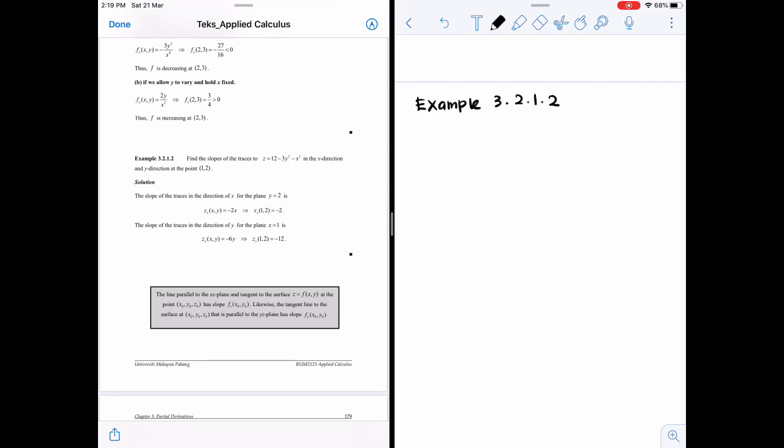3.2.1.2. So we need to find the slope of the traces of z equal to 12 minus 3y squared minus x squared in the x direction and in the y direction at point (1, 2). So let's say we have a function f(x, y) equal to 12 minus 3y squared minus x squared. We have been asked to find a slope, where a slope is the gradient of the function in the x direction at point (1, 2), meaning we need to find the partial derivative of f with respect to x.